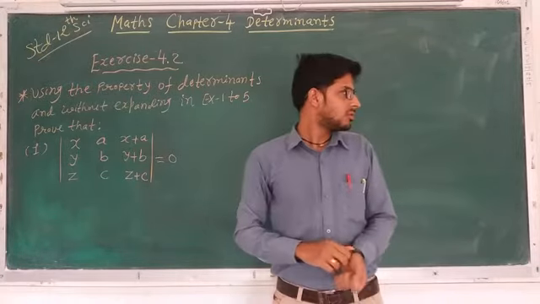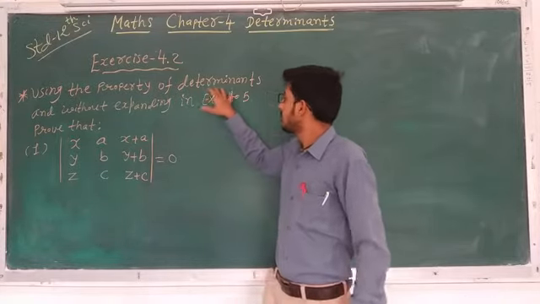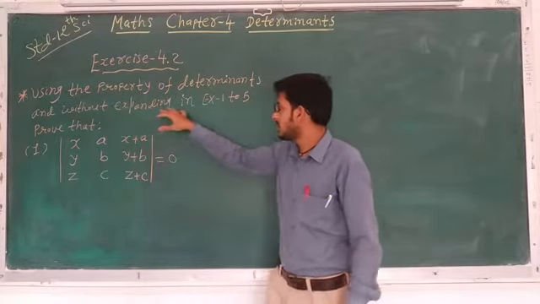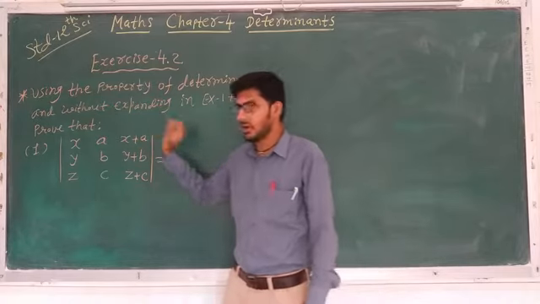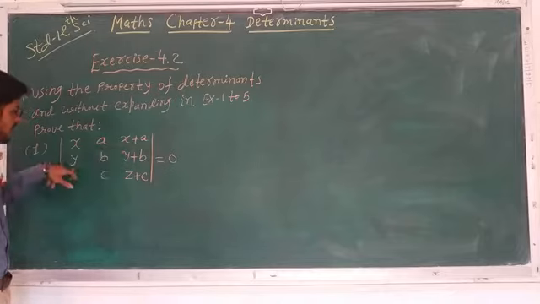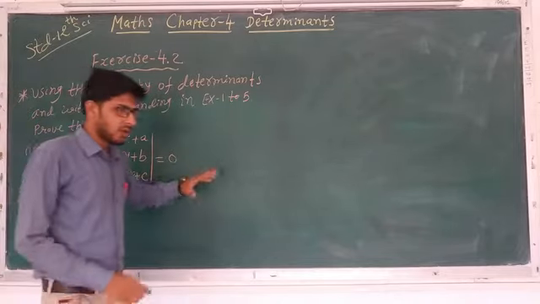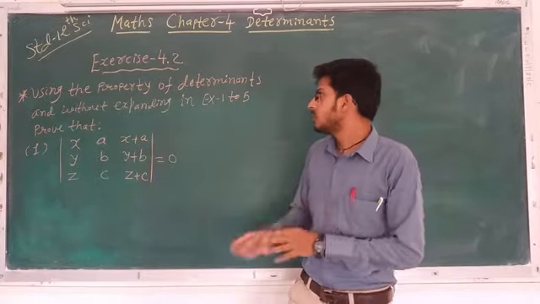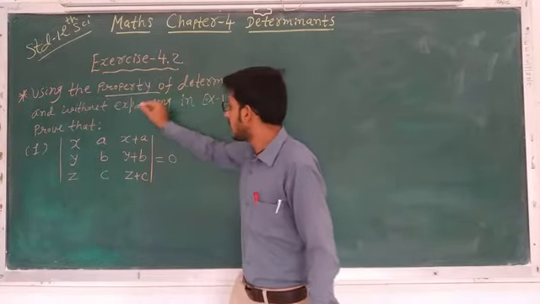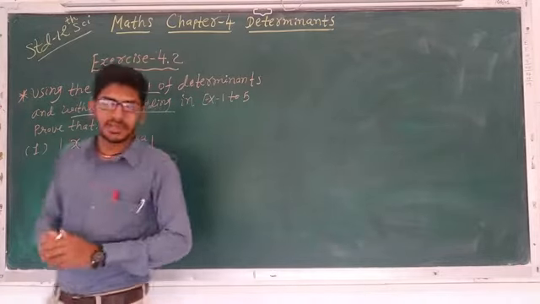Today we are going to learn exercise 4.2 using the properties of determinants. Without expanding, in exercises 1 to 5, prove that the determinant with rows x plus a, y plus b, z plus c is equal to 0. We have to prove it by using properties and without expanding. Okay, so we will start from the left hand side.